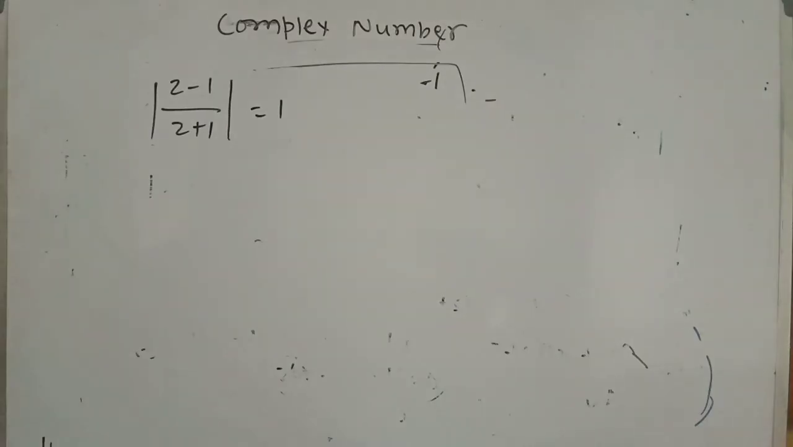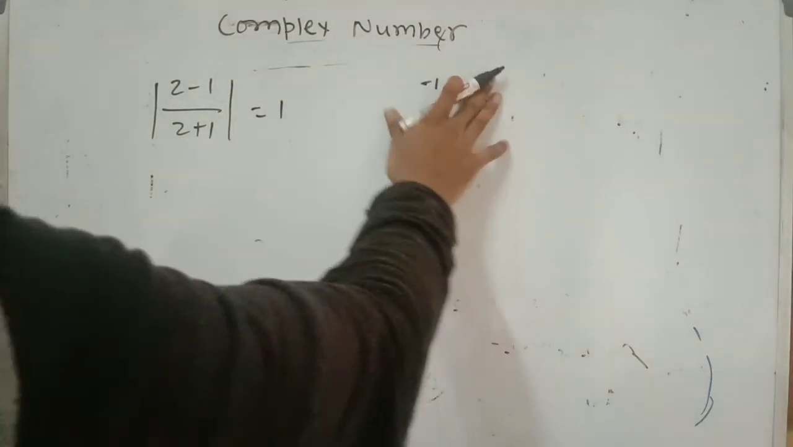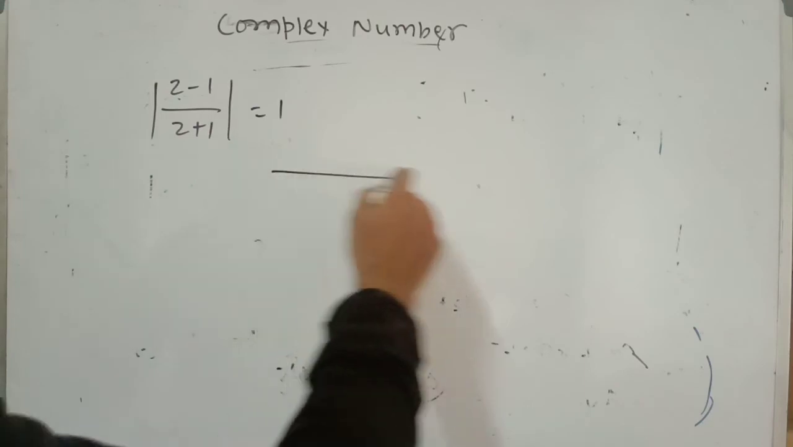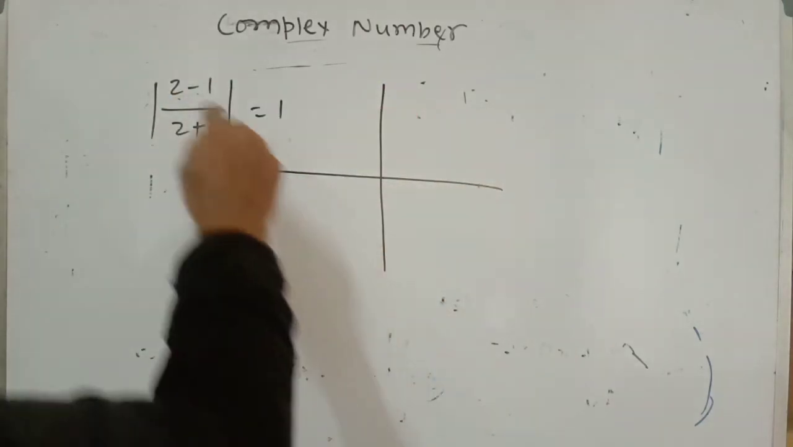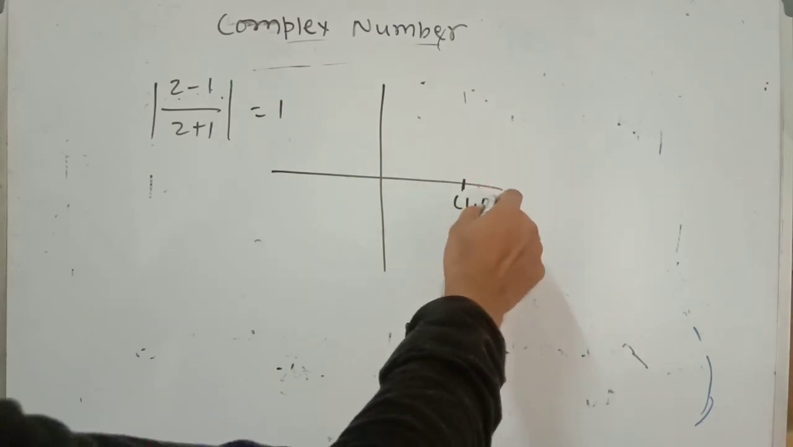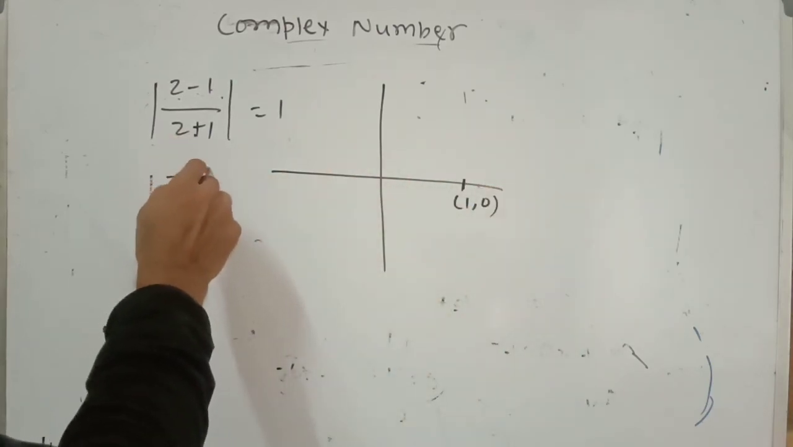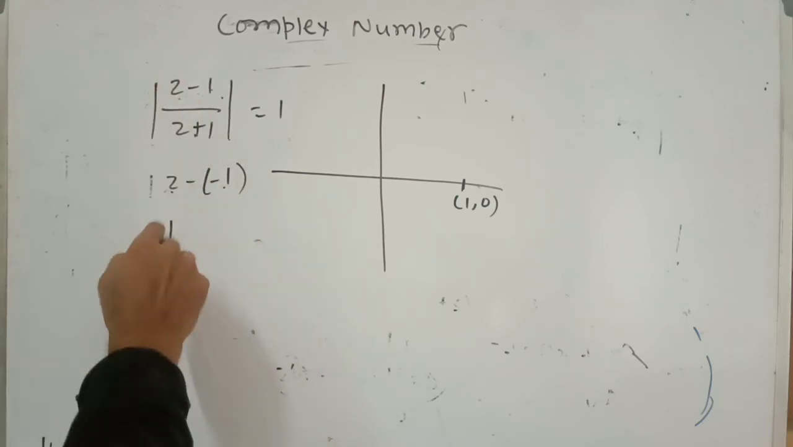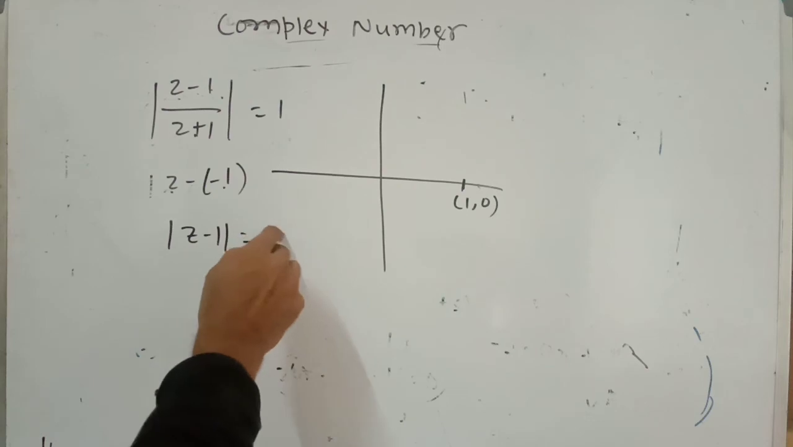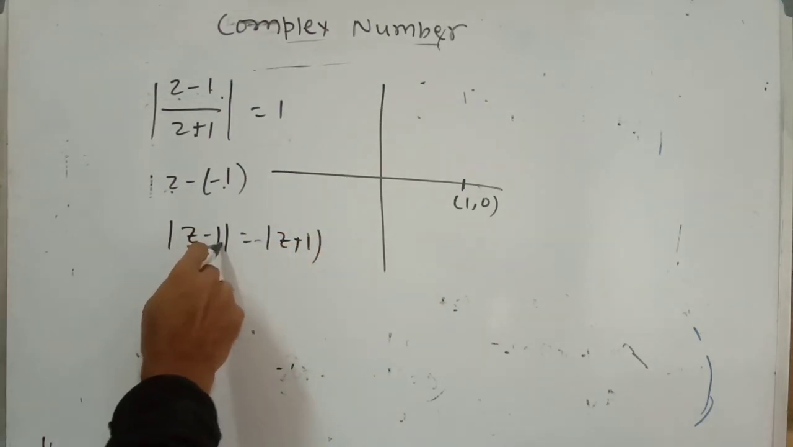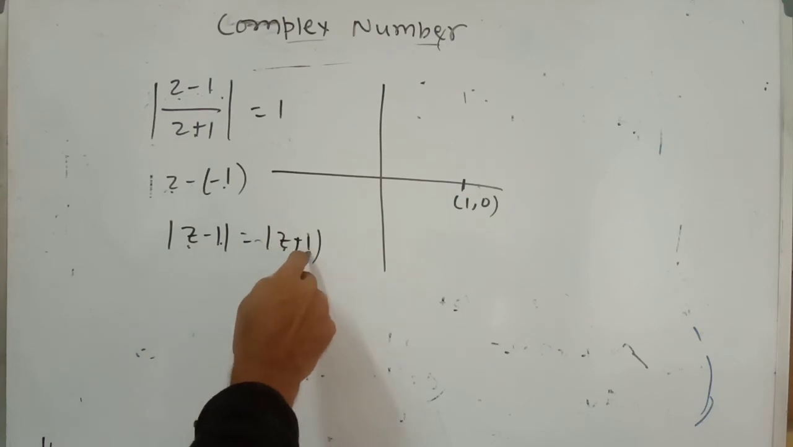So what is the meaning of this one? What is the locus of z here? With the help of the Argand plane you can easily solve this one. What is the distance of z from, you can write, 1 0. We consider 1 0 here, and when you break this one, |z minus 1| equals |z plus 1|. That means the distance of z from 1 is equal to the distance of z from minus 1.